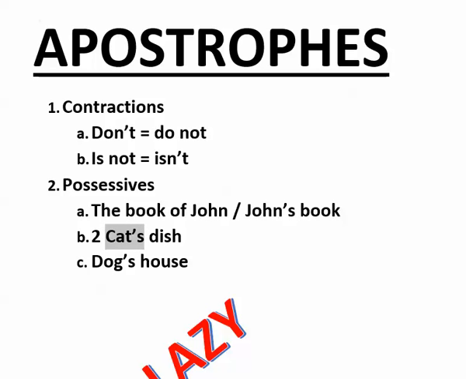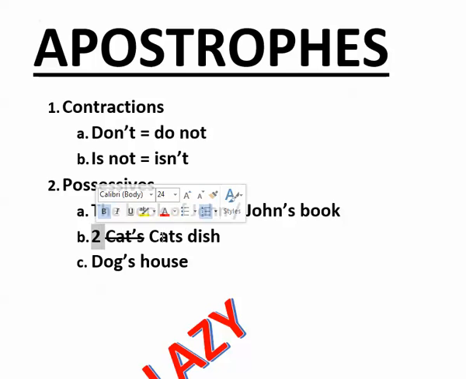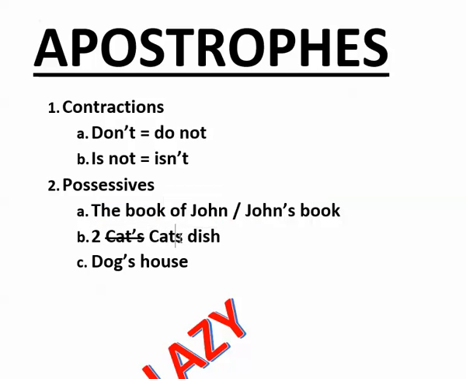In that case, this is actually wrong. Okay, so if I have two cats, the way I figure it out is I say, who does the dish belong to? Well, it belongs to the two cats. And the S is already present. So if the S is already there, I just stick on an apostrophe.